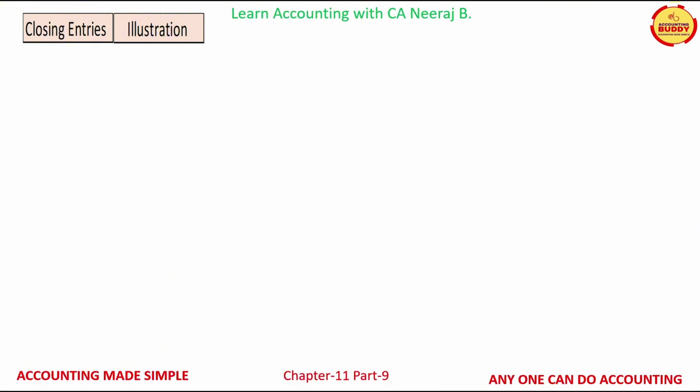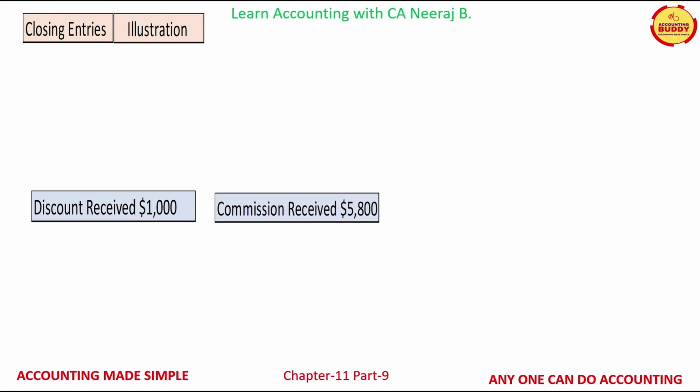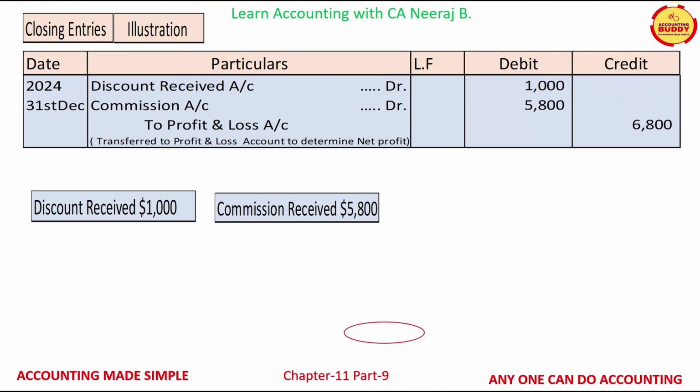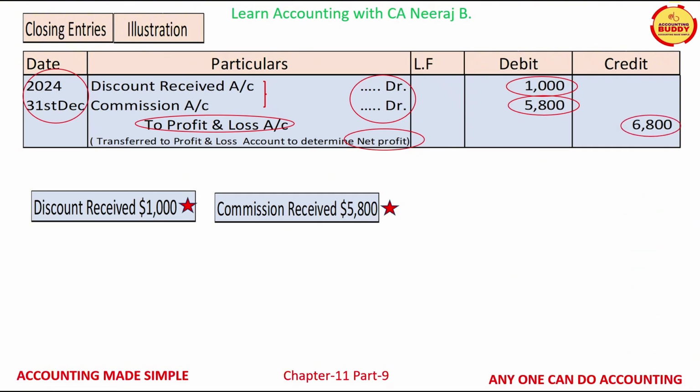The journal entry for income nominal accounts with credit balance of $1,000 for discount received account and $5,800 for commission received account will be passed as displayed on your screens to determine the net profit of the business. The entry is passed on the last day of the accounting period, that is 31st December 24. Both discount received and commission accounts will be debited with $1,000 and $5,800 respectively. The second aspect of the entry is credited to the profit and loss account for $6,800.